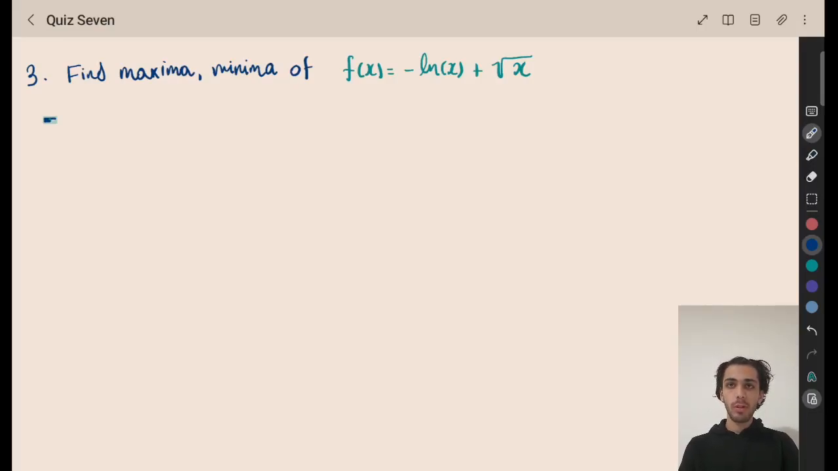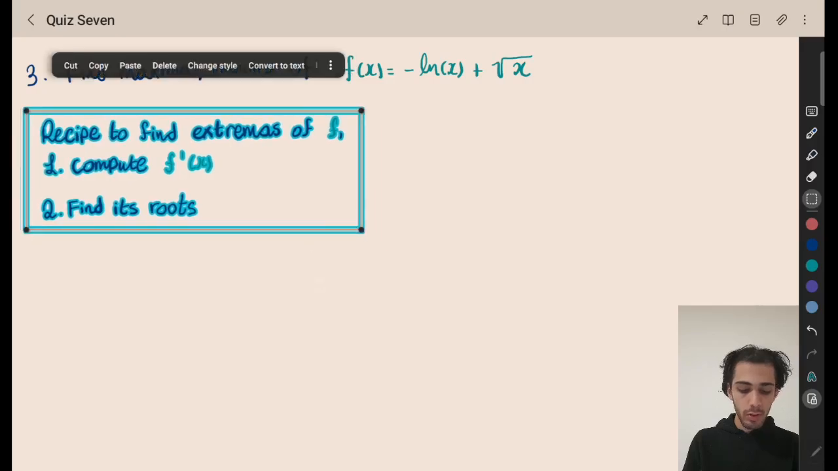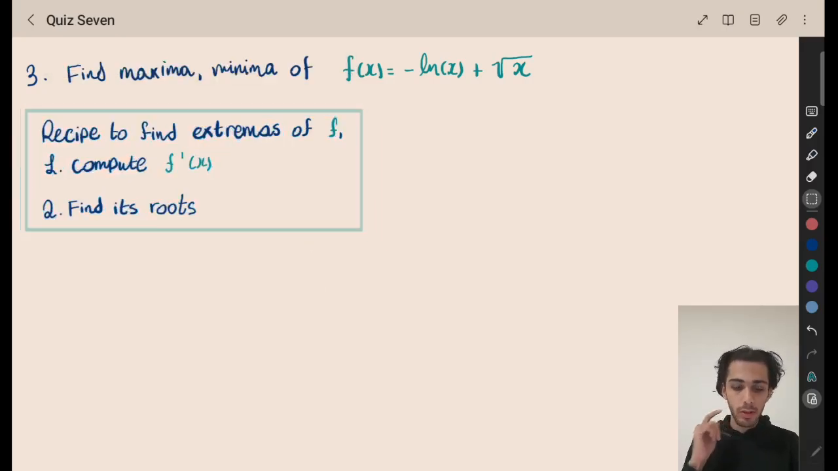Finding the maxima and minima is a pretty standard thing now. There's a known algorithm to find them, and it goes as follows. The algorithm, or the recipe, is to start with your function, take the derivative, and find the roots of this derivative. So this is precisely what we're going to do right now.